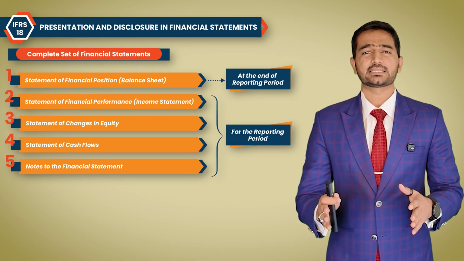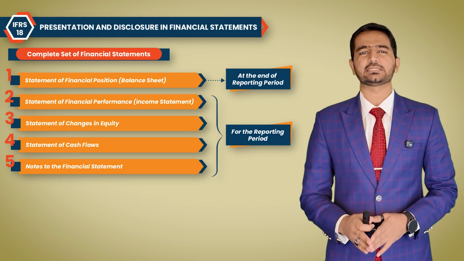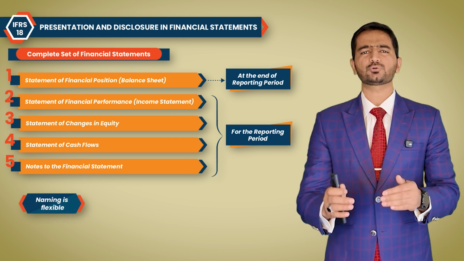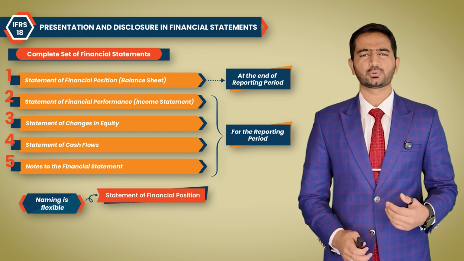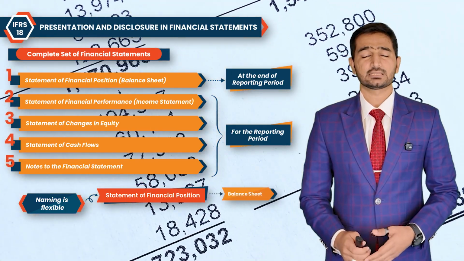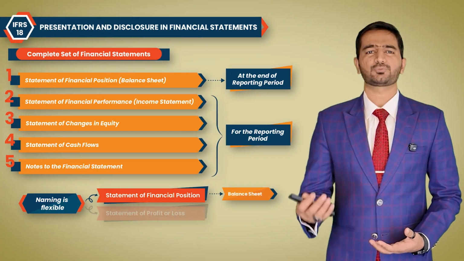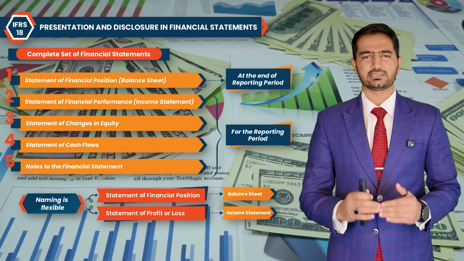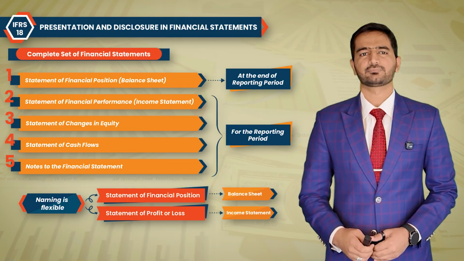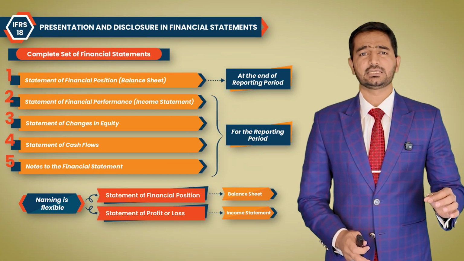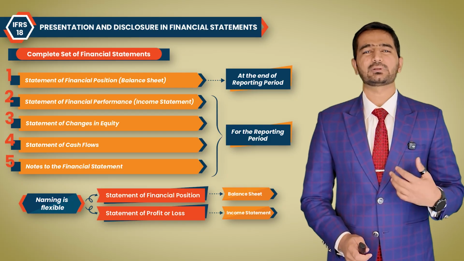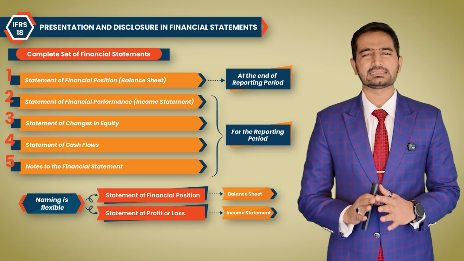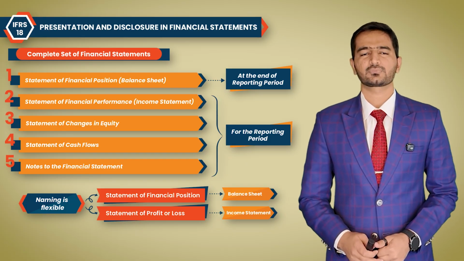My friend, here is something very friendly in IFRS 18. That is the naming. Naming is flexible. You don't have to call it the statement of financial position. You can still say balance sheet. Similarly, instead of statement of profit and loss, you can call it income statement as long as the meaning is clear and faithful to the content. So yes, IFRS 18 is not trying to be bossy about labels. It just wants your users to understand what they are reading, and that's fair enough, right?